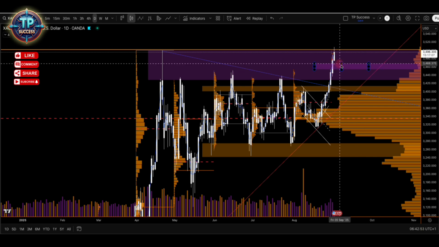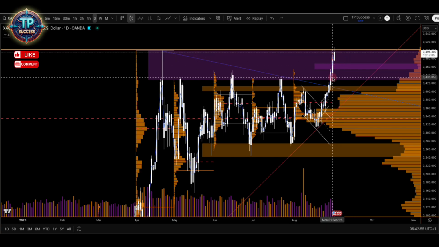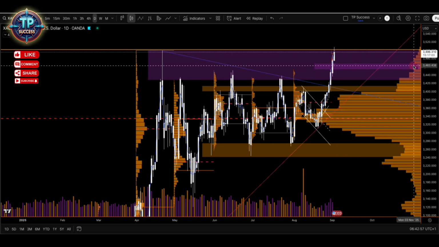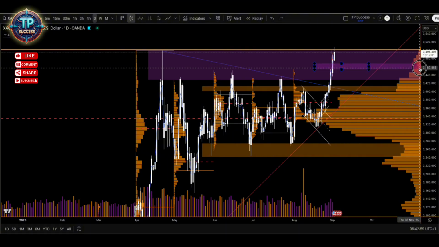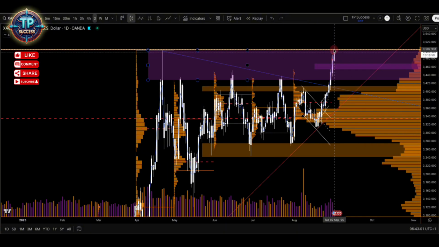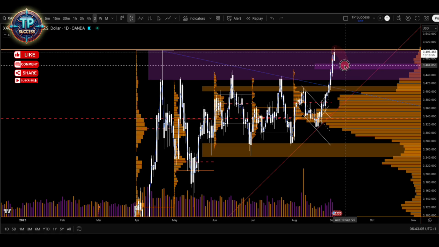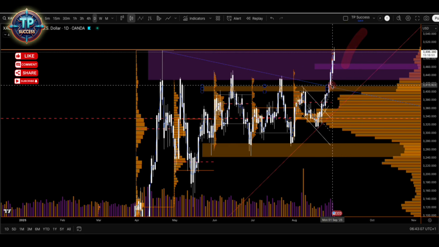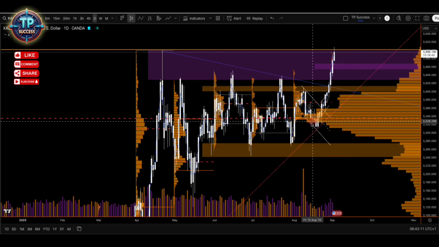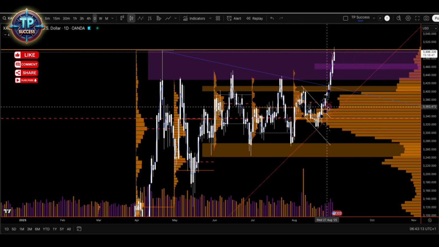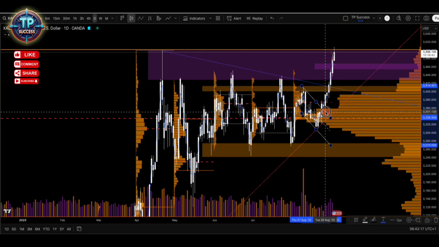So based off that, I would say price has blasted all the way through this low volume node area, which is right here, right? I'm expecting it to come into it at some point, and then I'm expecting it to move away, right? This is what I'm expecting gold to do, and we'll see how that pans out.